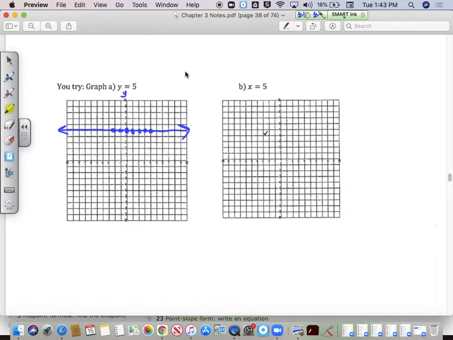And then x equals 5 means go to the x-axis, plot a point at 5. No matter what the y-coordinate, x is always going to equal 5. Well, this point here is (5, 1). This point here is (5, 2), (5, 3). This is (5, -1), (5, -2), and so on. All the points on this vertical line have 5 for x, which is what this equation looks like.